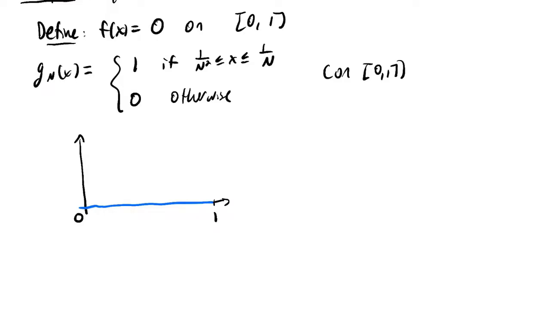Right, so my function f is just equal to 0 for all points. And what is my function gn? Well, say this is 1 over n squared, and say this is 1 over n. If x is between these two points, my function gn is equal to 1. Otherwise gn is equal to 0. So gn is kind of like a step function, right?